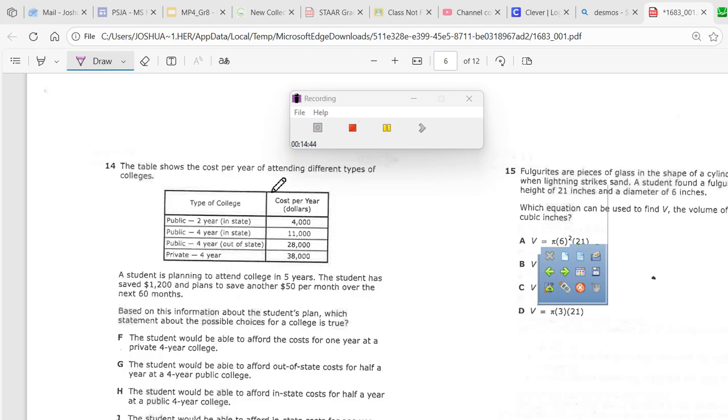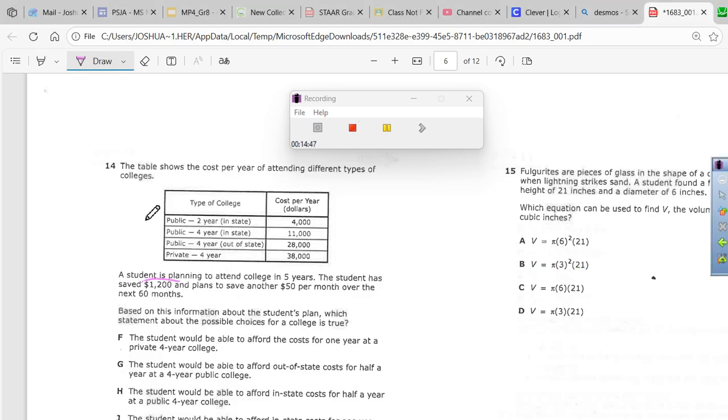So I'm going to do some math real quick. So far, they have this much saved, 1,200, and they're going to save $50 for the next 60 months. 50 times 60, which is not much. 1,200 plus, I'm going to do these two right here, 0, 0 for these two zeros, and then 3, 0, making them 4,200. Okay? Based on the information, the student would be able to afford the cost for 1 year at a 4-year private college.